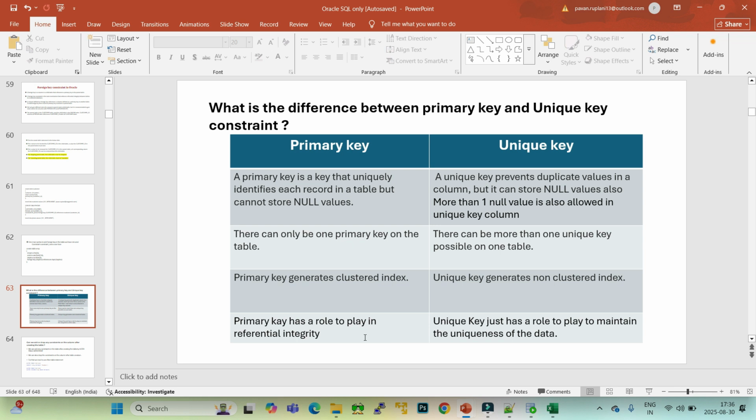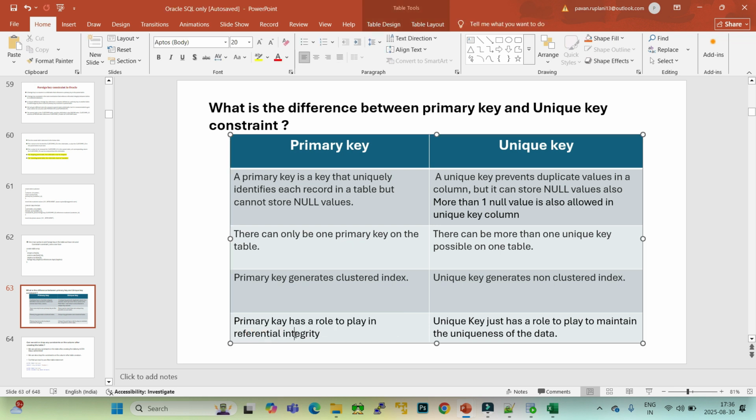And the last difference is that primary key has a role to play in referential integrity. I taught you referential integrity in one of my videos. What is referential integrity? That means you have a relationship between a parent table and a child table. You cannot delete anything from the parent table. You cannot drop the parent table. You cannot update the parent table if you have the reference data in the child table, right? So primary key has a role to play in referential integrity. Unique key just has the role of maintaining the uniqueness of the data. It is not related to any referential integrity, right?